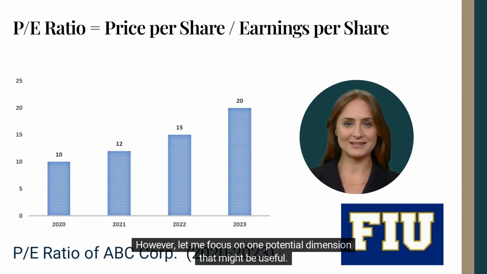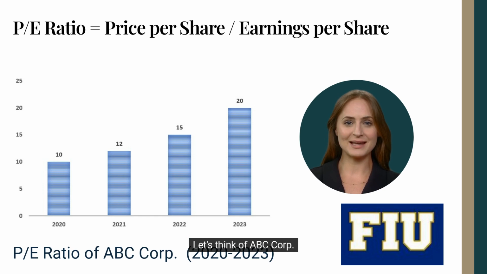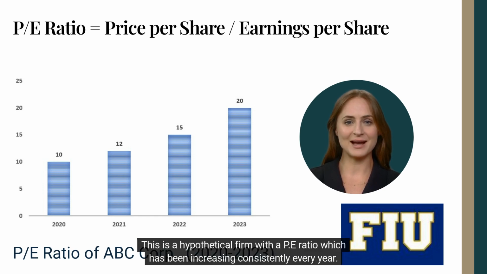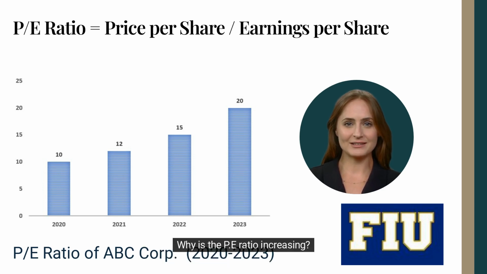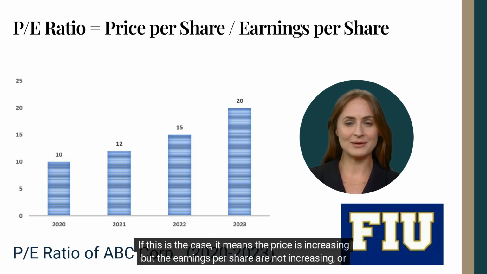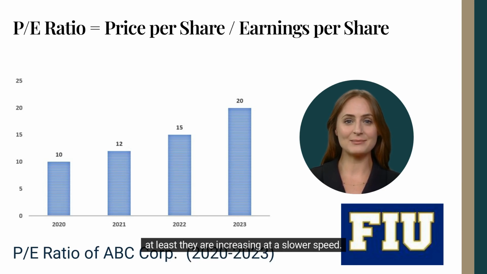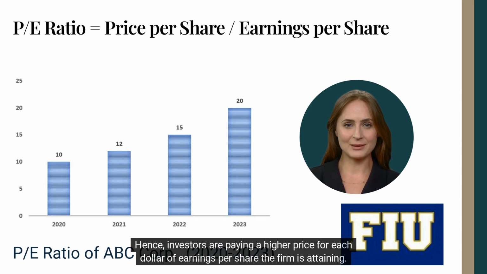However, let me focus on one potential dimension that might be useful. Let's think of ABC Corp. This is a hypothetical firm with a P/E ratio which has been increasing consistently every year. Why is the P/E ratio increasing? If this is the case, it means the price is increasing but the earnings per share are not increasing, or at least they are increasing at a slower speed. Hence, investors are paying a higher price for each dollar of earnings per share the firm is attaining.